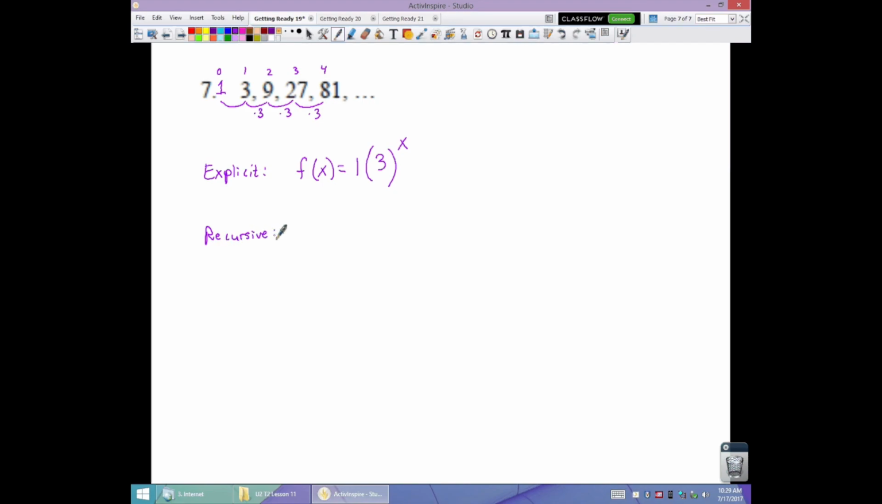Recursive, our first one we were given was f of 1 is 3. And then f of x would be found by taking the previous term and multiplying it by 3.